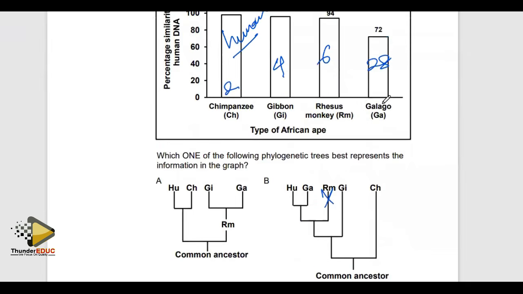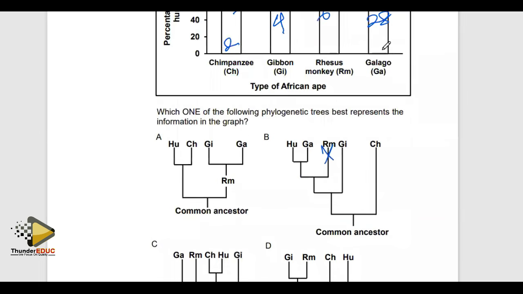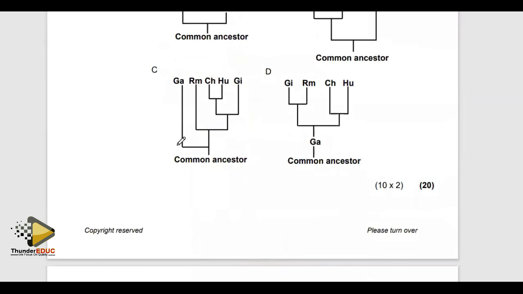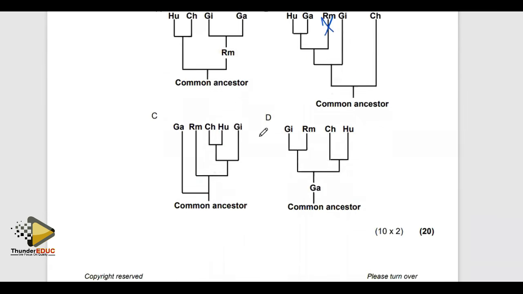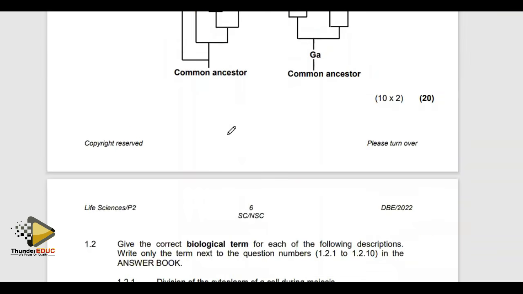And then if you look at the galago, it separated a long time ago. That's why you see that the difference between this and the human is too big. Why? Because they diverged a long time ago, so nature modified them differently. So if you look at it, the most correct answer will be C. You'll find out that the most correct answer is C.